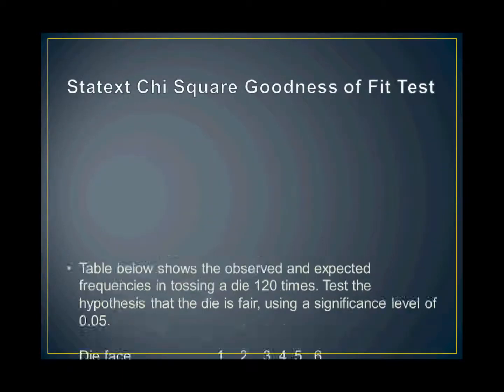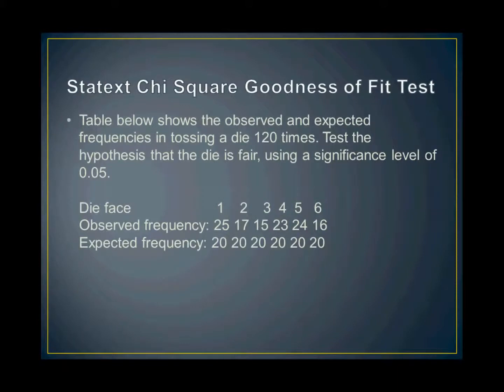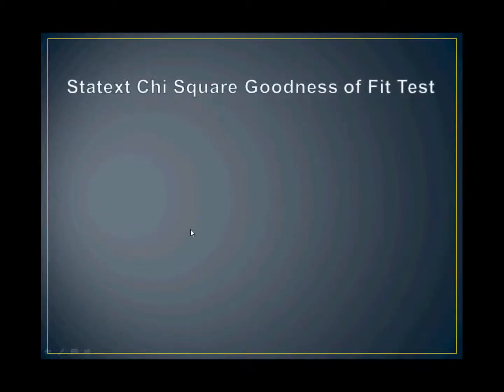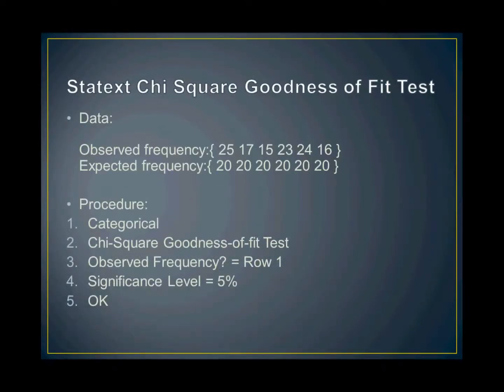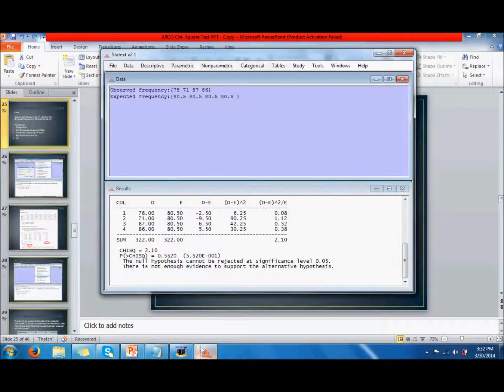So another problem for the chi-square goodness of fit test is: the table below shows the observed and expected frequencies in tossing a die 120 times. Test the hypothesis that the die is fair using a significance level of 0.05. So here's the table of the problem. It's already arranged for us, so we only need to copy it on Statext. Same procedure. So let's apply it on Statext.